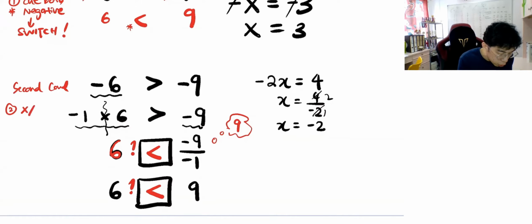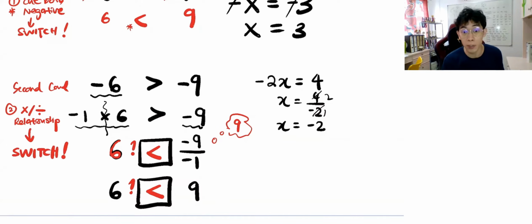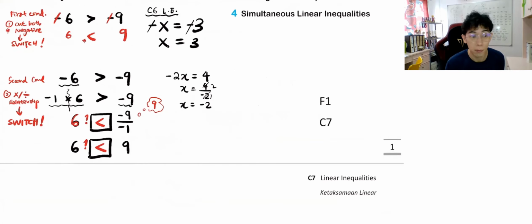When you have a times or divide relationship, the moment you switch it over, just like in your linear equation concept, you have to switch your inequalities. This one okay, right? Now, this one is on times. I mentioned times, divide. So this is on the times.